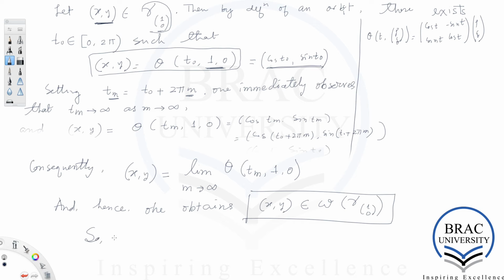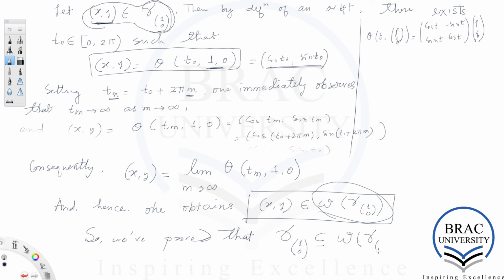So we have been able to prove that gamma of (1, 0), the orbit of the vector (1, 0), we have chosen xy to be in this set, and then we ended up proving that xy also belongs to the omega limit set, which proves that the orbit gamma of the vector (1, 0) is a subset of the omega limit set of the orbit of the vector (1, 0). Good. This is equation number 14.